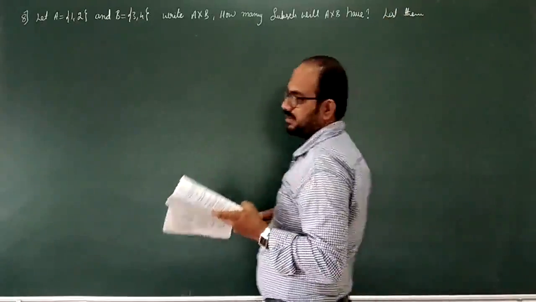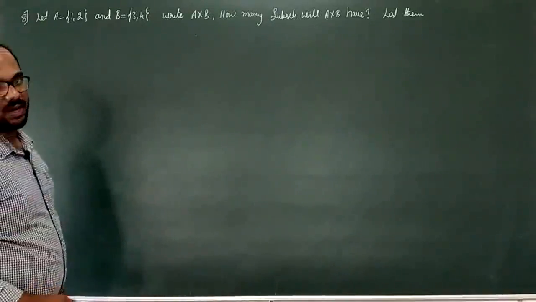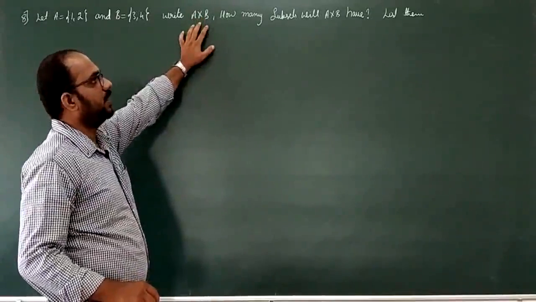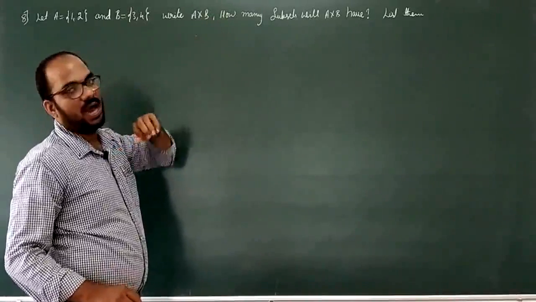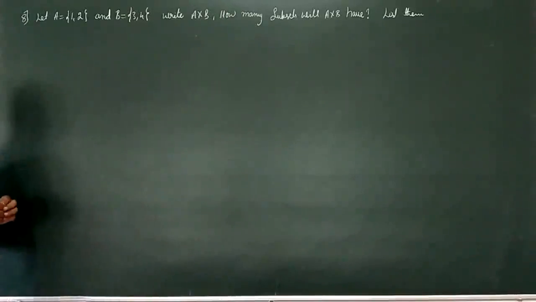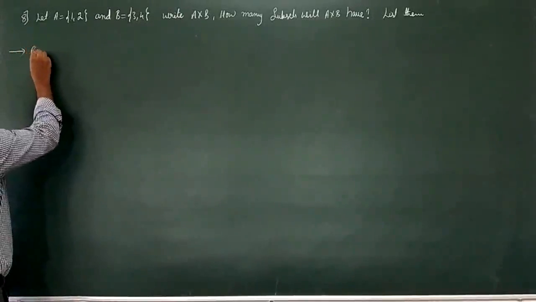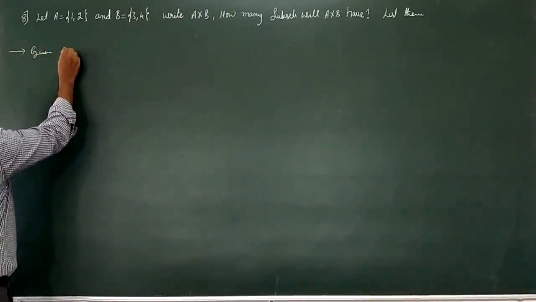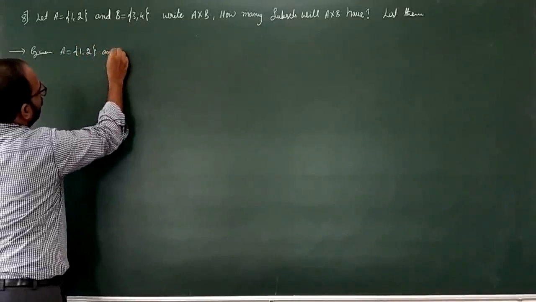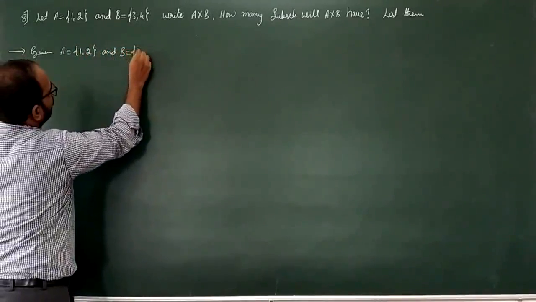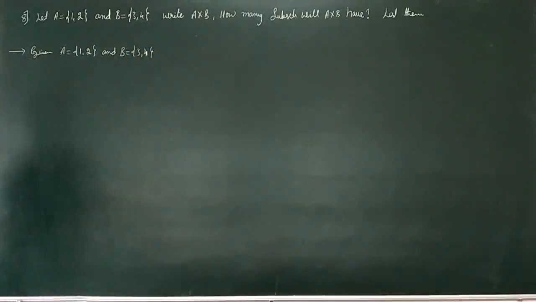Here, set A and set B are given. We have to write down the Cartesian product of A and B, and also how many subsets the Cartesian product of A and B will have. And we also have to list which subsets they are. Write down the given: set A is equal to {1, 2} and set B is equal to {3, 4}.